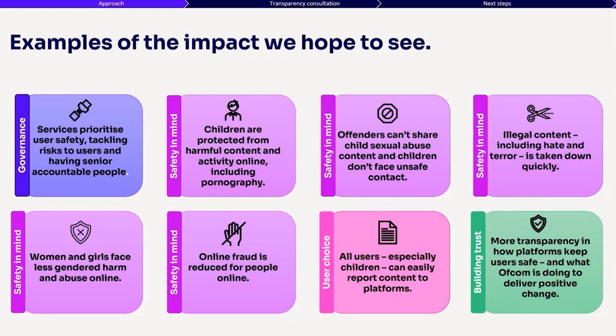And underlying all of this, and one of the key elements of us ensuring this is happening, will be the transparency elements of the regime, including the transparency reporting that we're going to be talking about today. And that's absolutely fundamental to shining a light on whether services are meeting these objectives that we're setting. Can we move on to the next slide, please, Ramneet?